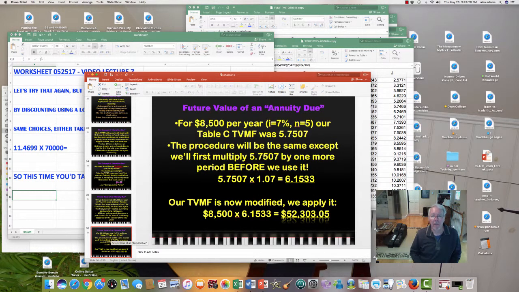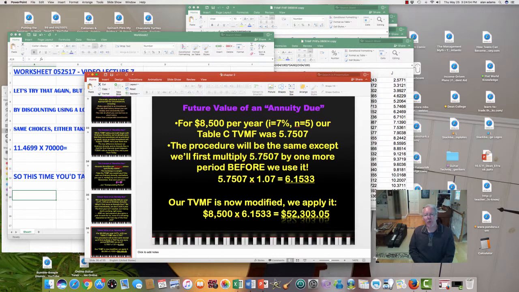Let's see. Now when we did the problem before, friends, we went to table C, 7% column, 5th row, and the factor was, I hope you'll recall, 5.7507. Scroll back several slides if you would. I give you a copy of the slideshow and refresh yourself on the math. Or go back to page 28, I think it was on.